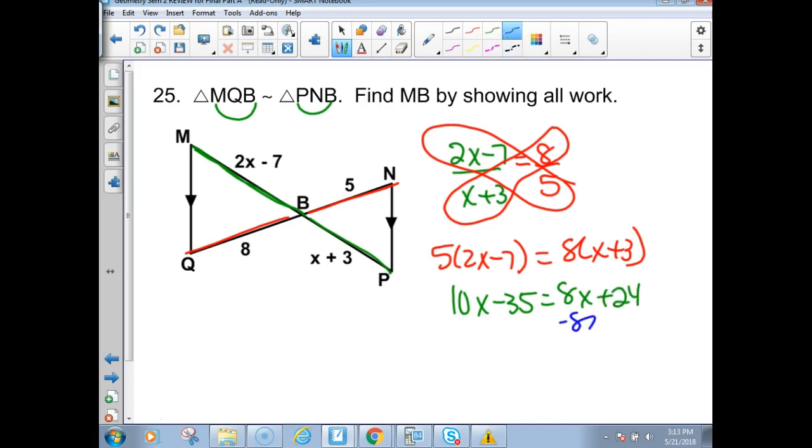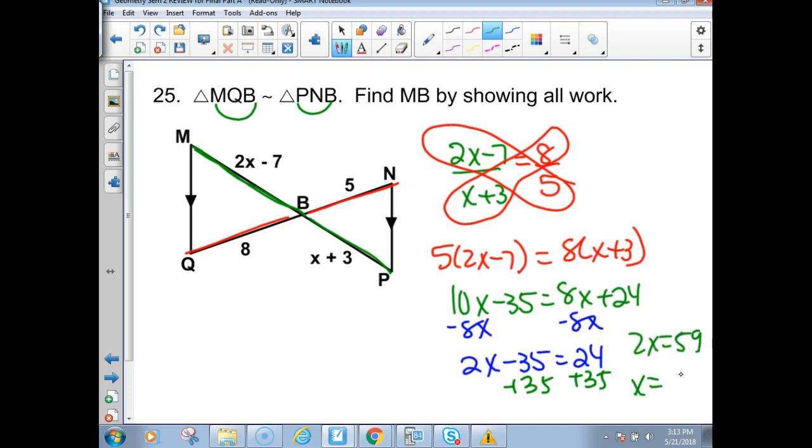We would need to subtract 8x. 2 times x minus 35 equals 24. We're going to get a decimal, I think. Add 35. We got 2 times x equals 59 and divide by 2. So I'm thinking you got 29.5 is your answer. And then it said to find MB. So we got to do 2 times 29.5 minus 7. Well, 59 minus 7 should be 52.